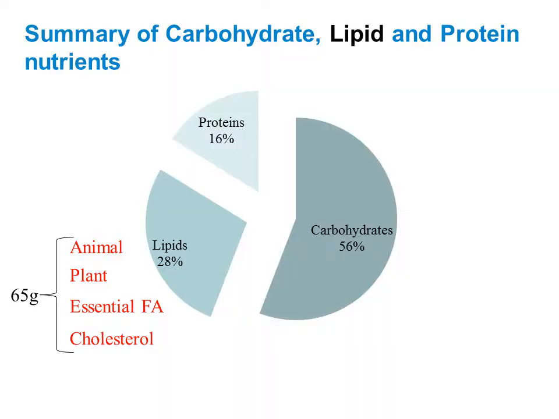We are looking at our nutritional guide again. According to the science community, we are supposed to consume 28% of our calories in the form of lipids. It can be from animals, it can be from plants. Some of them are essential fatty acids, and some of them are cholesterols. And out of the total, we're supposed to have 65 grams of lipids per day.